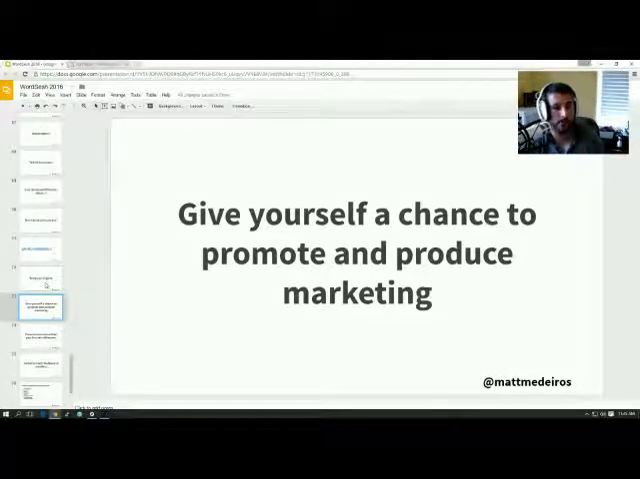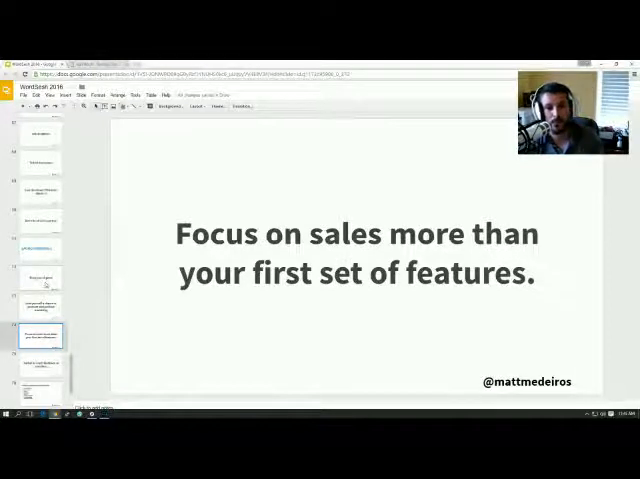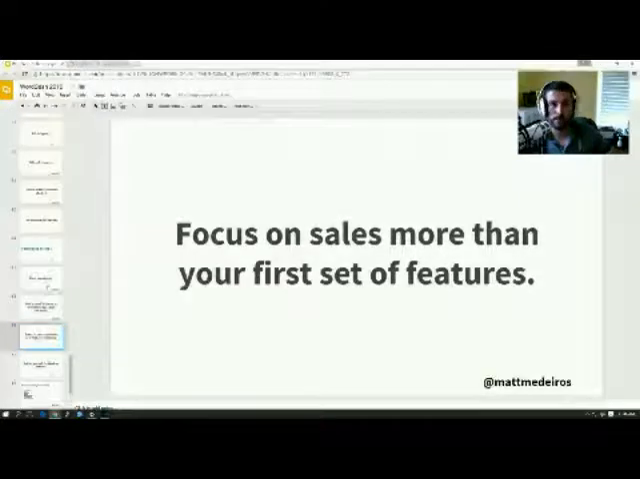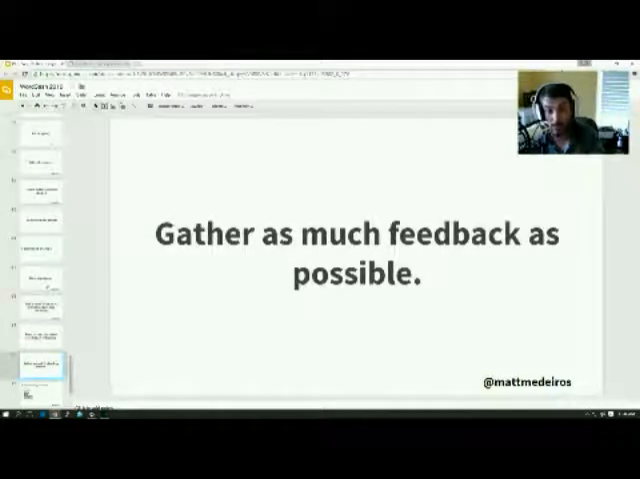Give yourself a chance to promote. Focus on sales more than your first set of features. Sales is the lifeblood of the business. Nothing sucks more than when you're not selling anything and you're like, well, maybe no sales are coming in. Maybe I'll build another feature. Maybe that'll get them to come. Incorrect. You need to get out, get on a podcast, get in front of people, do something, blog more, present more, sell, right? I know a lot of people don't like that.